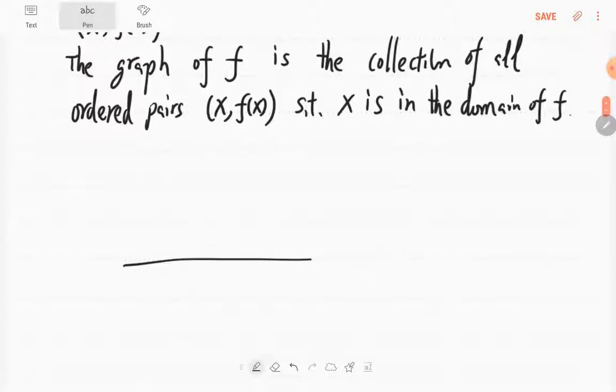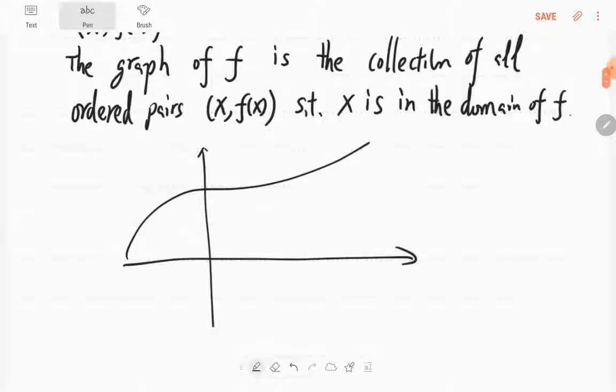So this is a typical graph, right? This is the graph for y equals f of x. For any point on the graph, if this corresponds to x, then this point is (x, f of x). Or x and y, but y is called f of x, so they are the same thing. So this is called the graph.